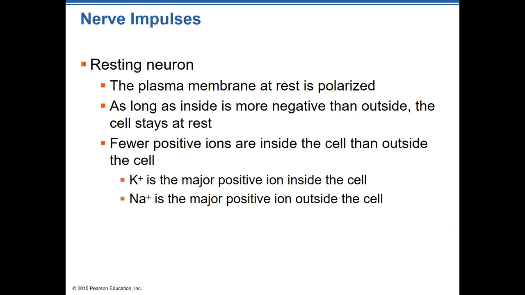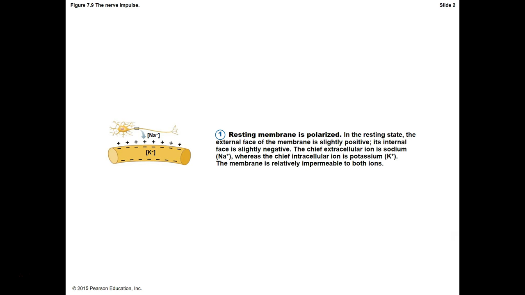As long as that stays that way, that cell is considered to be at rest. Because you have fewer positive ions inside of the cell than outside, since we pumped more sodium out and some potassium in. There's more potassium inside the cell than outside, and a lot more sodium outside of the cell than inside. That creates a negative environment inside of the cell, and that makes the membrane of that cell the key player in holding back the flood, okay? So we can see that right here. Here's the resting membrane. It's polarized. You can see the inside of that is more negative than the outside.